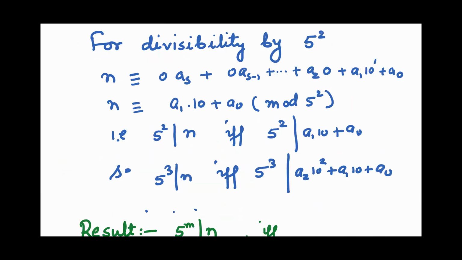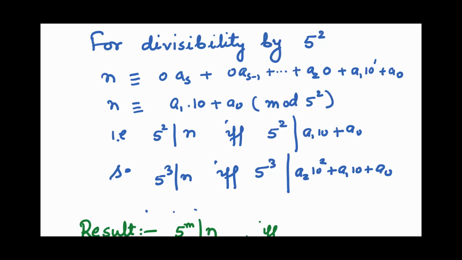Coming to divisibility by 5 square or 25. Now you know that the smallest power of 10 which is divisible by 5 square is 10 to the power 2. All powers of 10 starting from 10 to the power 2 going up to 10 to the power s will become congruent to 0 mod 5 square, which will give us n is congruent to a_1 10 plus a_0 mod 5 square. This implies that 5 square divides n if and only if 5 square divides a_1 10 plus a_0, or if 5 square divides the last two digits.